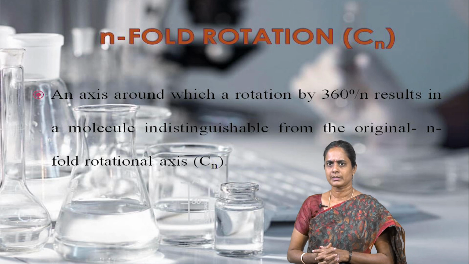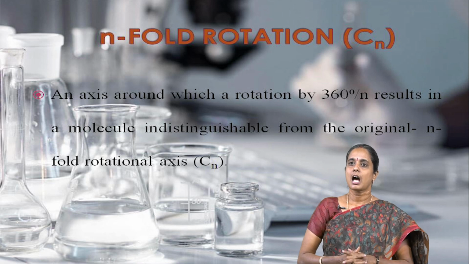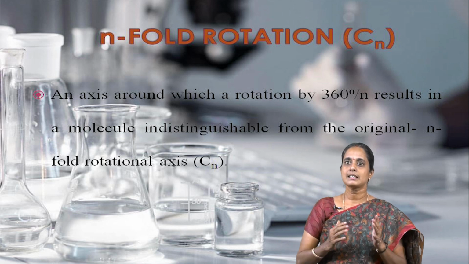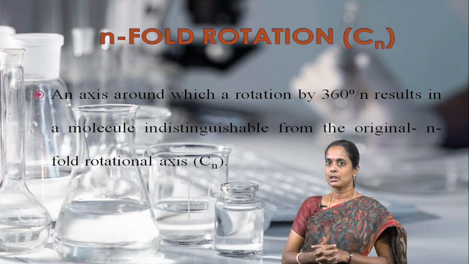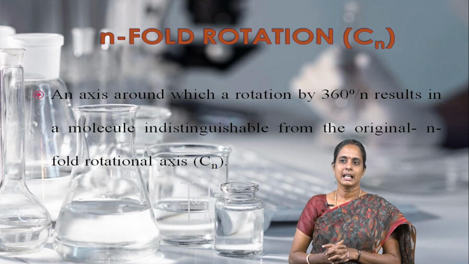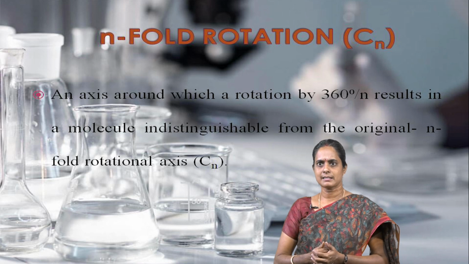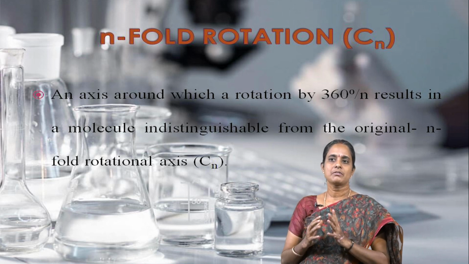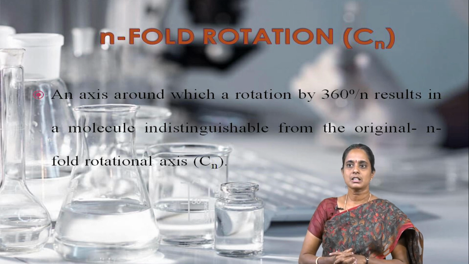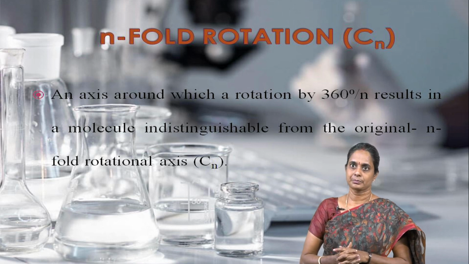N-fold rotation is denoted as Cn. An axis about which rotation by 360 degrees divided by n results in a molecule indistinguishable from the original is known as an n-fold rotation axis. A molecule can have more than one symmetry axis. The one with the highest n is called the principal axis, and by convention is assigned as the z axis in the Cartesian coordinate system.